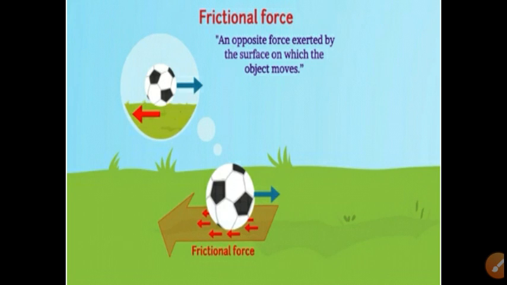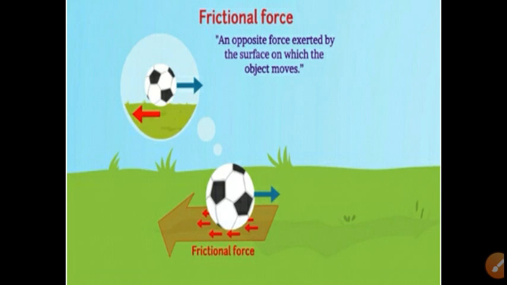Next, let us see what is frictional force. You know, when you kick a ball, it will start to roll, but after some time, it will stop automatically. Who stops the ball? The ball is rolling because of the force applied by you. Then, to stop the ball, someone should apply a force in the opposite direction. Then who is applying that force in the opposite direction? Yes, it is the surface.